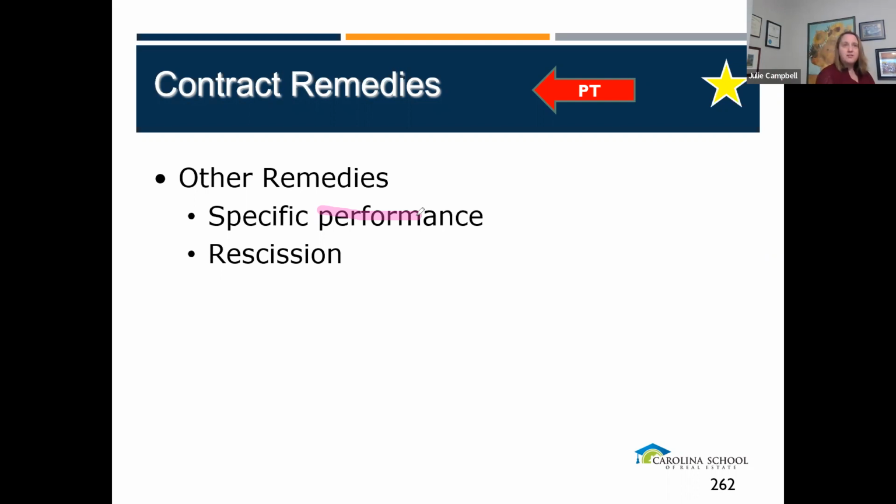To rescind the contract means you're taking it back. You're rescinding the contract. You're canceling it. If you put down any deposits, you'll get your money back. Both parties go about their business as if it never happened. You rescind your contract. You take it back.